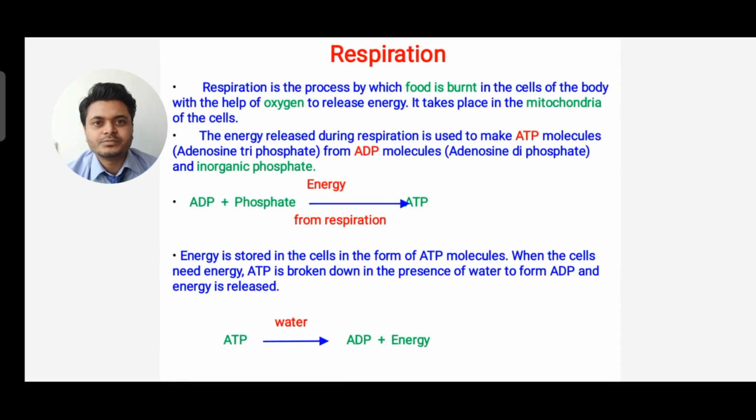So respiration is a process by which food is burnt in the cells of the body with the help of oxygen to release energy. It takes place in the mitochondria of the cells. So we know that in respiration, the food is burnt in the presence of oxygen, and it releases energy, and it takes place in the mitochondria.